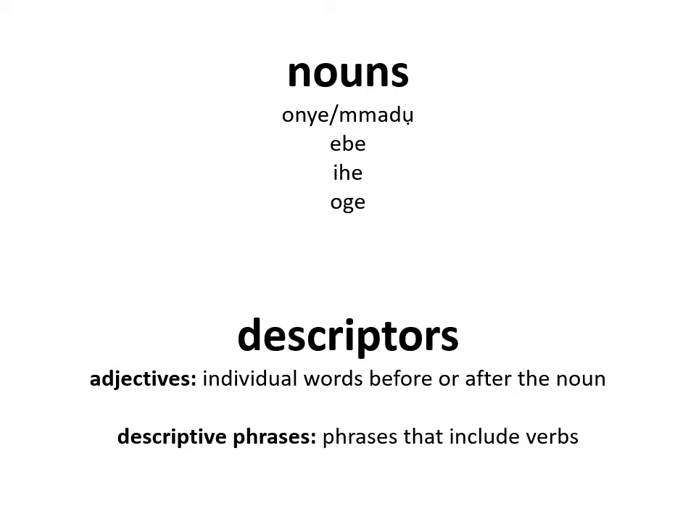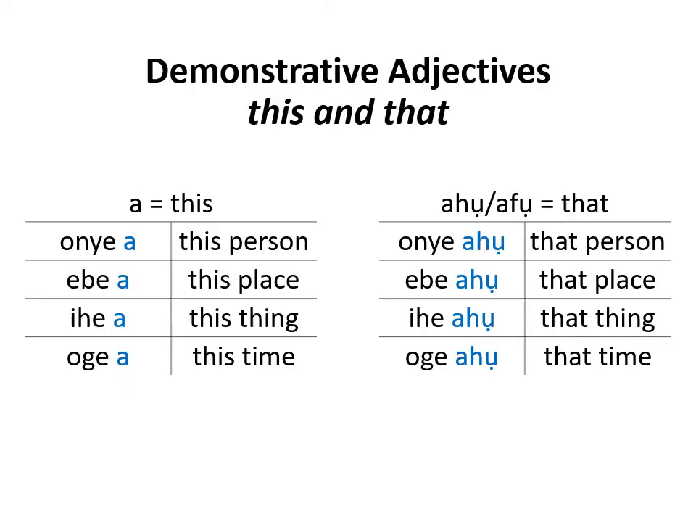So let's see what the first adjective is. We'll start by discussing demonstrative adjectives, which is just a fancy word for this and that. In Igbo, a is this, so onya is this person, eba, this place, iha, this thing, oka, this time. And then ahu or afo is that: onya ahu, that person, eba ahu, that place, iha ahu, that thing, oka ahu, that time.